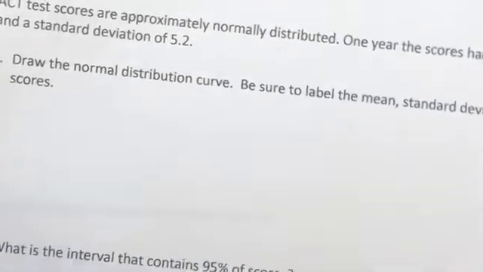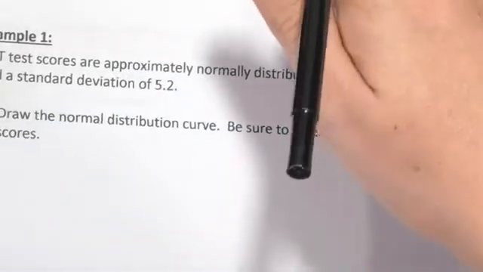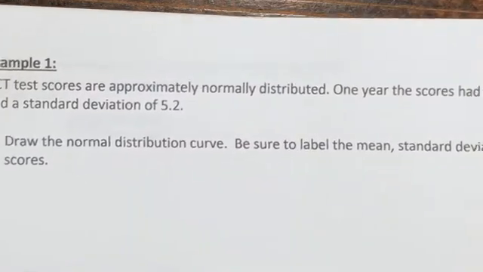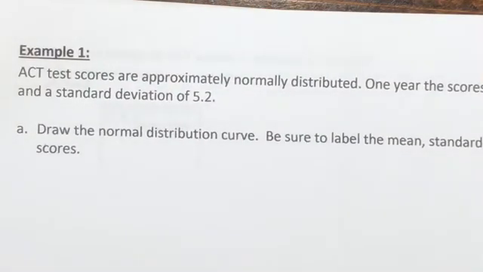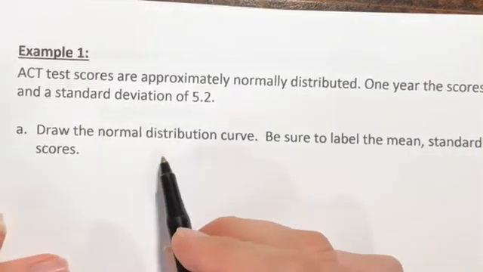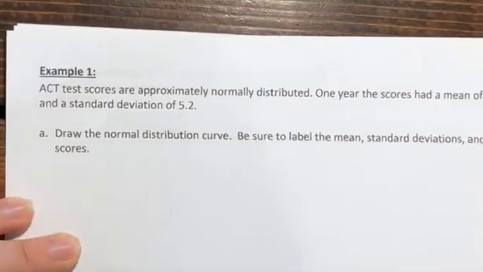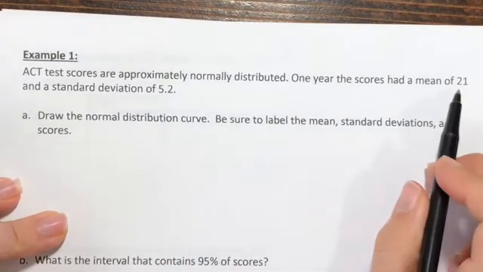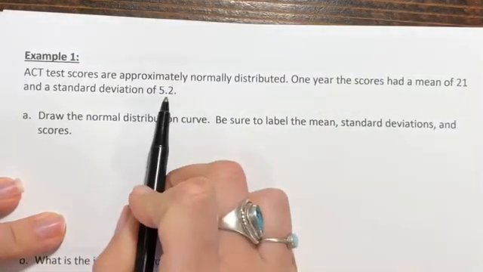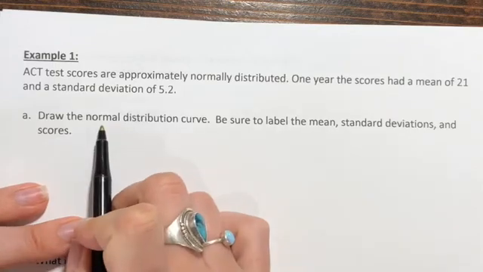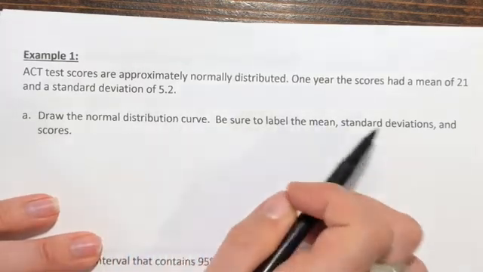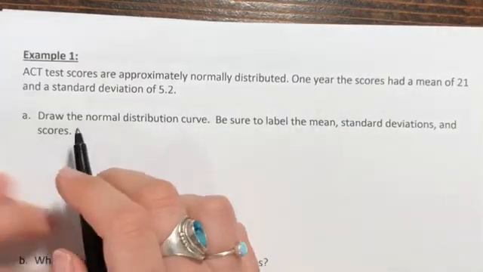So we're going to look at some examples of how we actually use a normal curve. So example 1 is ACT scores. They are normally distributed, where most people get an average, and some people get really high and some people get really low. So on this first part, it says that 1 year, the mean score, let me zoom out a little bit, was 21 on the ACT, and it had a standard deviation of 5.2. So draw a normal distribution curve and label the means, standard deviations, and the scores.